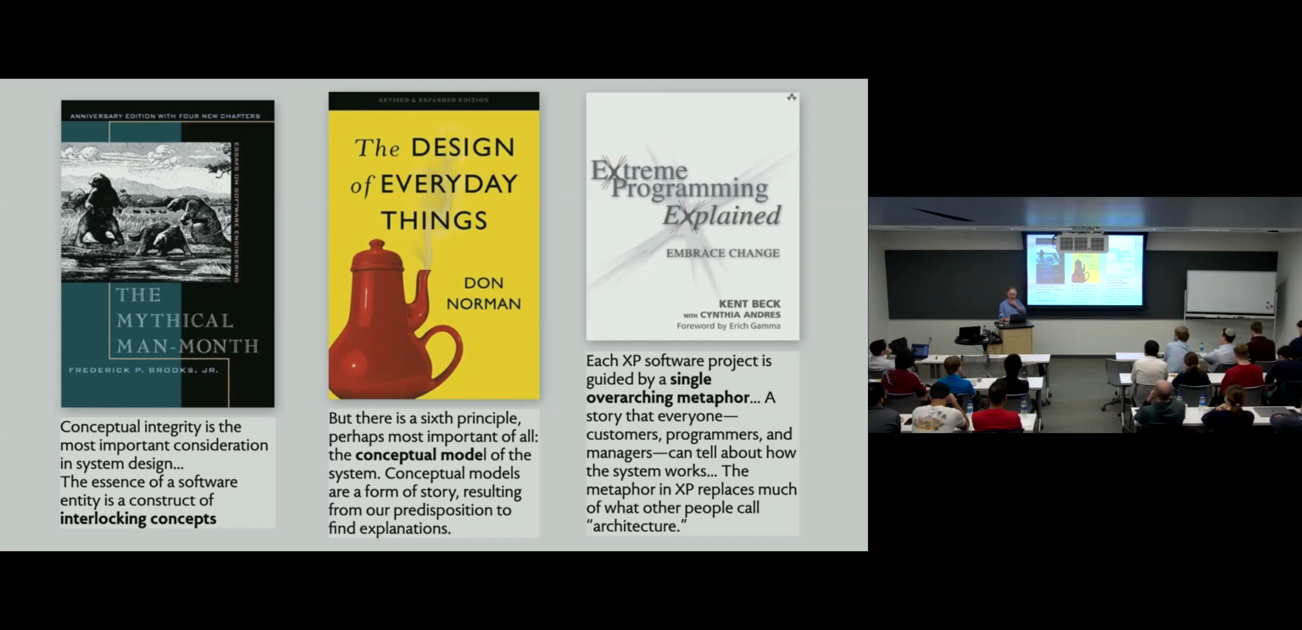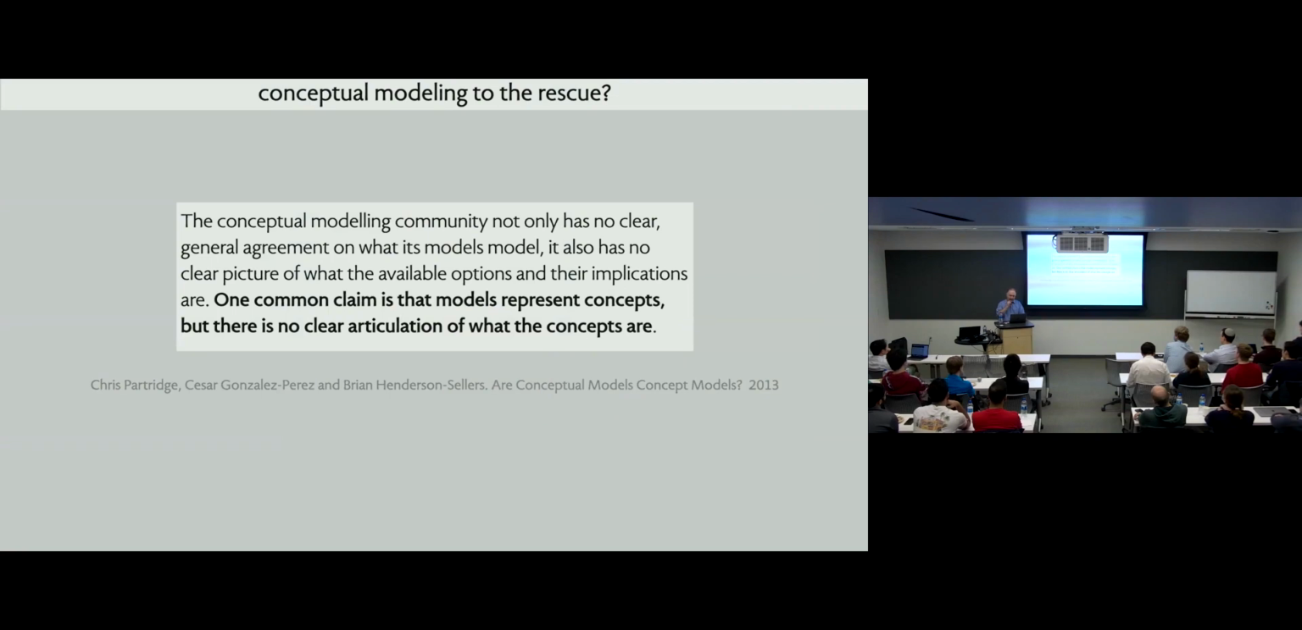And so naturally, the first place I went was to a community that calls itself the Conceptual Modeling Community. And they have lots of wonderful research papers that I've learned a ton from. The only problem is I couldn't find there any notion of concept. And in fact, in a number of papers, it's pointed out, here's one from 2013: one common claim is that models represent concepts, but there's no clear articulation of what the concepts are.